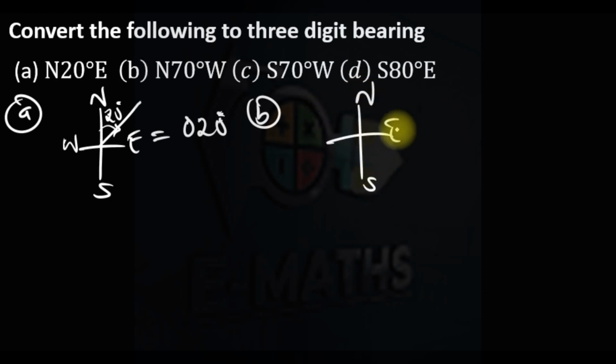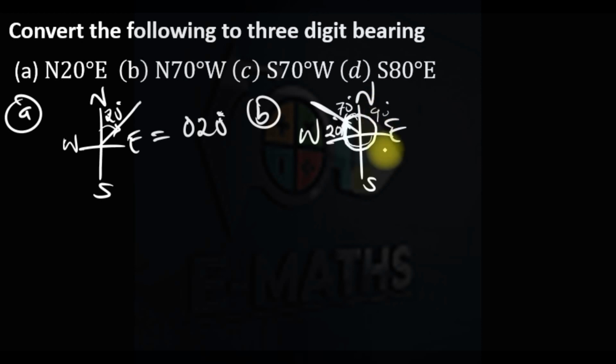So this is north, south, east, west. So not 70. So this is 70. Why the remaining here should be 20? Because you know the total angle is 90. So to convert it to 3 digits, remember always start from north and move clockwise. So wherever it hits the bar, that's it. So our answer, as you can see, this is 270 plus 20. So the answer is 290.